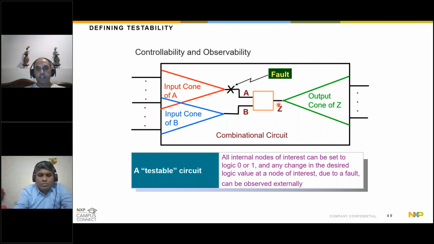What is observability? Let's say I capture the output of this gate on the Z output as 0 or 1. Again, there is a bunch of logic, both combo and sequential, in between the Z output and your primary outputs. So how am I able to take the faulty output from this gate output all the way to the primary output? That defines observability. These are two very important concepts, controllability and observability, which define how testable your design is.